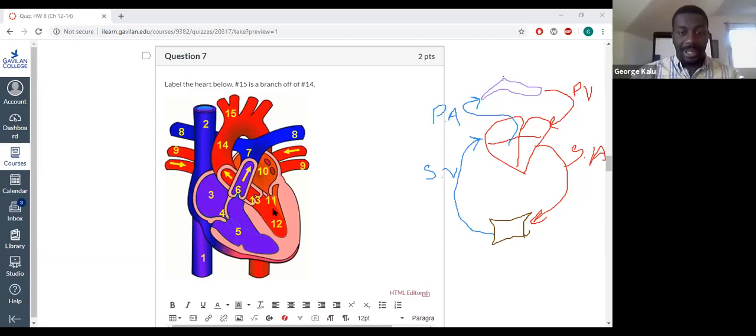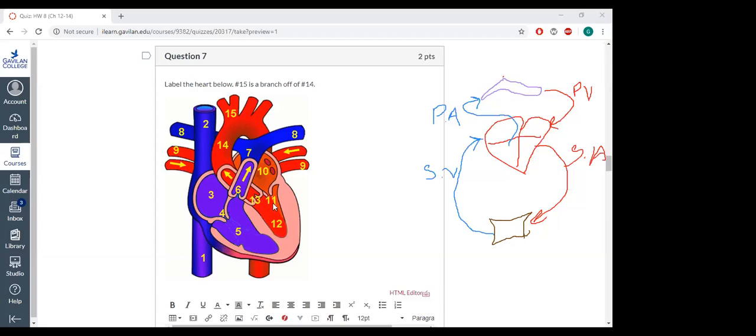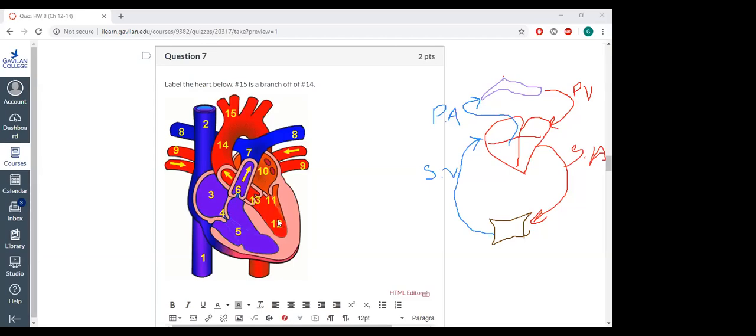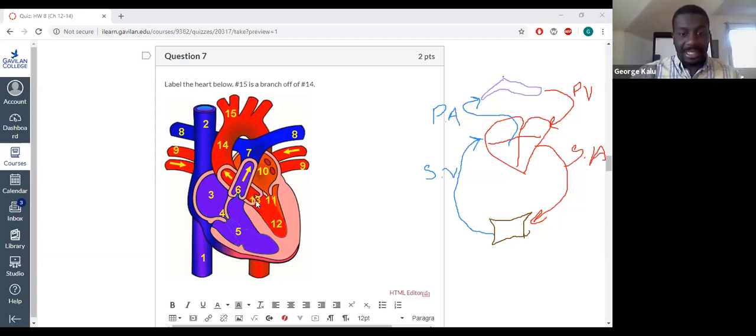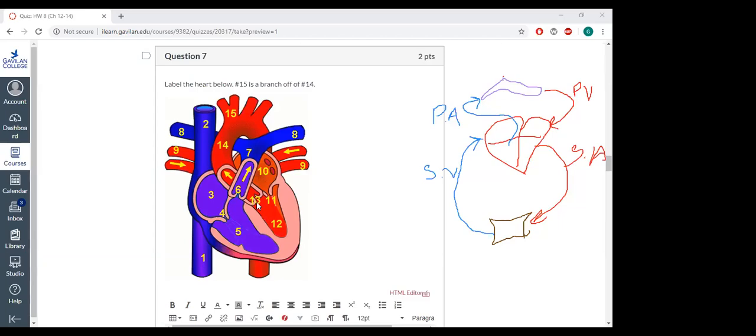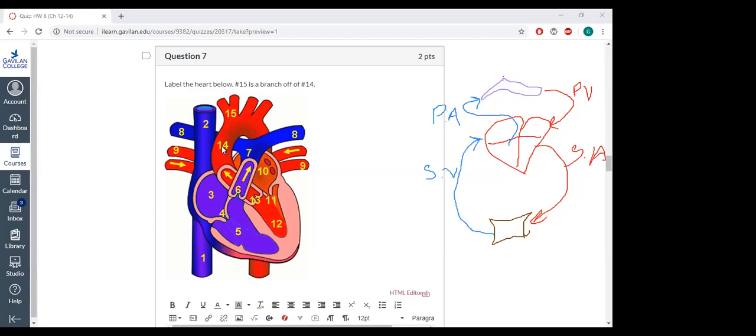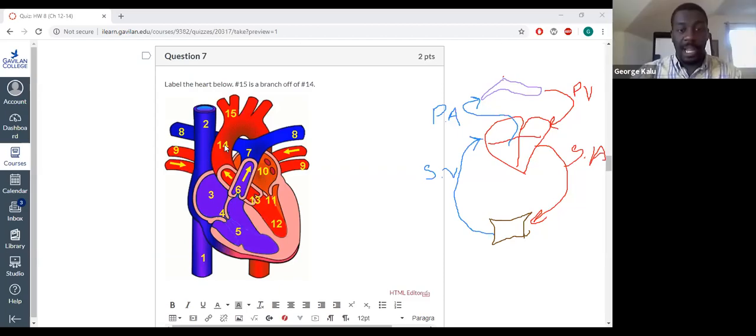Cool. Then we have number 11, which is the mitral valve, or the bicuspid valve, right? And then number 12, the left ventricle. Number 13, the aortic valve. Then 14, the ascending aorta. If you just put aorta, that's fine too.